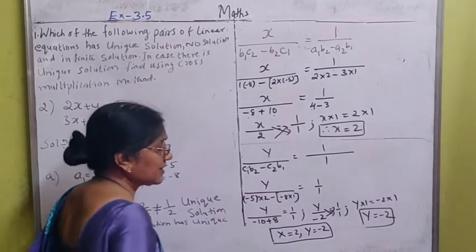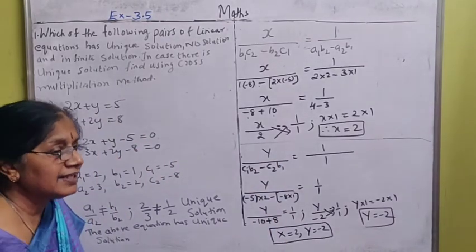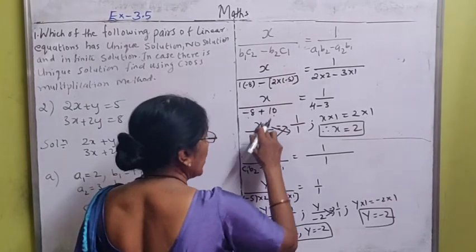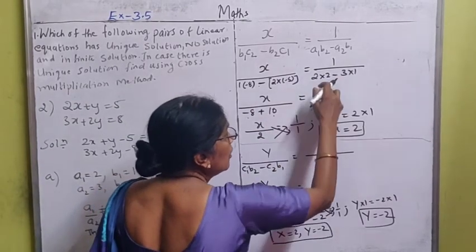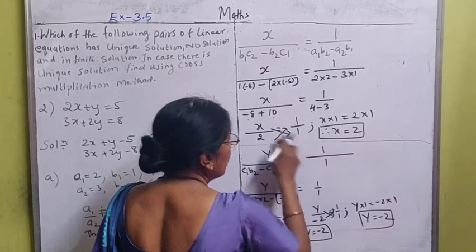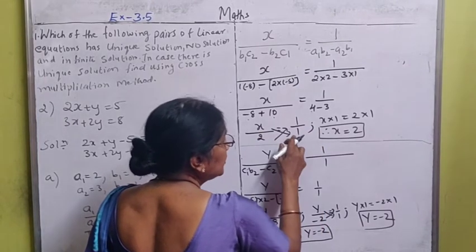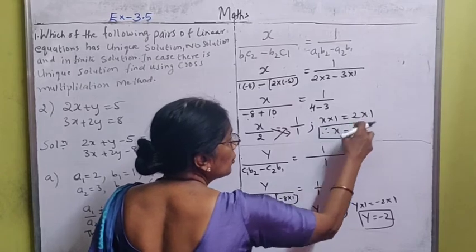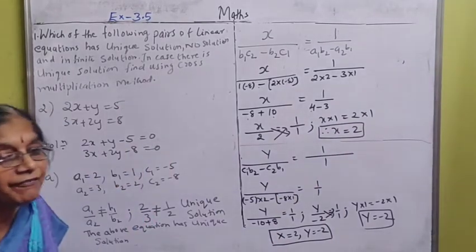So here plus 10 and minus 8. Plus 10 is a bigger number, so the answer will be plus 10 minus 8 is 2. So x by 2 is equal to 4 minus 3 is 1. So 1 by 1. Cross multiply. X into 1 is equal to 2 into 1. X into 1 is x, 2 into 1 is 2. Now let us find out the y value.